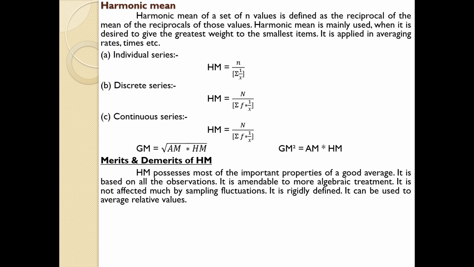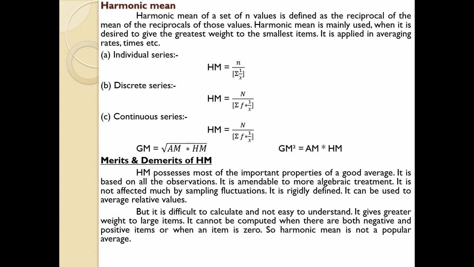So just go through the merits points. It's very easy. We are not going further into the cases because the concept is almost similar for each individual point. Demerits: it is difficult to calculate and not easy to understand. For us, it will be easy and not an issue. For a common man, it will be very difficult. Unlike the arithmetic average or arithmetic mean method, harmonic mean is difficult to compute. It gives greater weight to larger items.